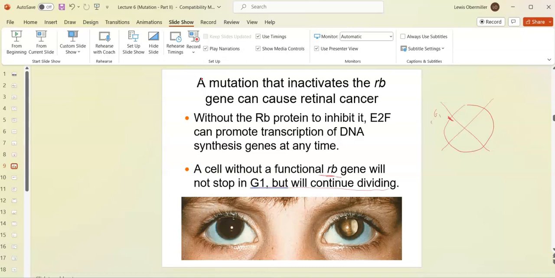So we have our G1 checkpoint. If we don't have anything stopping that, then the cell is always going to go through S phase. And once you go through S phase, you're inevitably going to go through M phase. So in the end, since there's no ability to stop in this tumor suppressor gene, we get lots of cells made and we get the same outcome, right? We get a tumor.